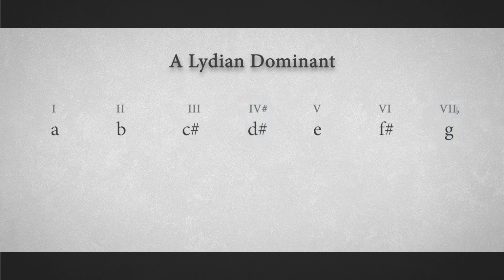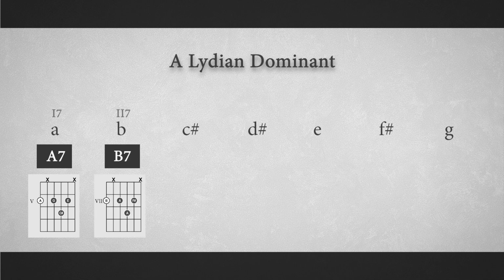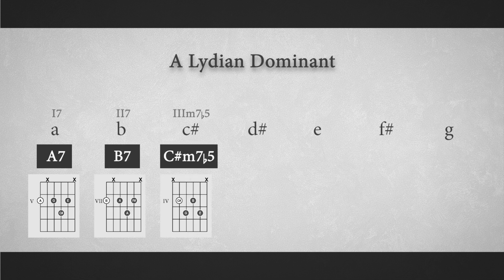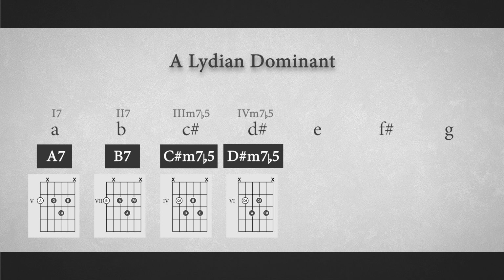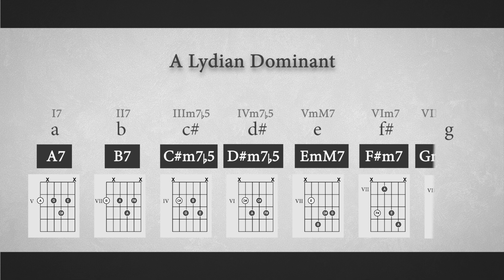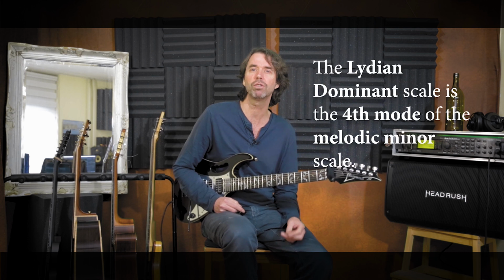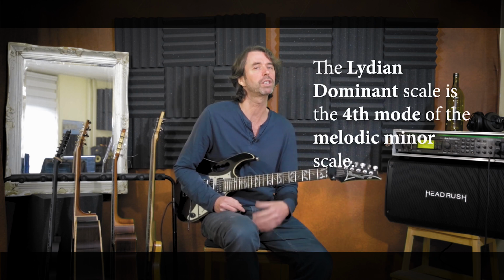The chords that emerge from this scale when we harmonize it by stacking third intervals are as follows: the A dominant 7 chord, the B dominant 7 chord, the C sharp minor 7 flat 5 chord, the D sharp minor 7 flat 5 chord, the E minor major 7 chord, the F sharp minor 7 chord, and the G major 7 sharp 5 chord. Of course, these chords are the ones that you'll find in the E melodic minor scale, of which A Lydian Dominant is extracted. Remember that the Lydian Dominant scale starts on the 4th note of a melodic minor scale.